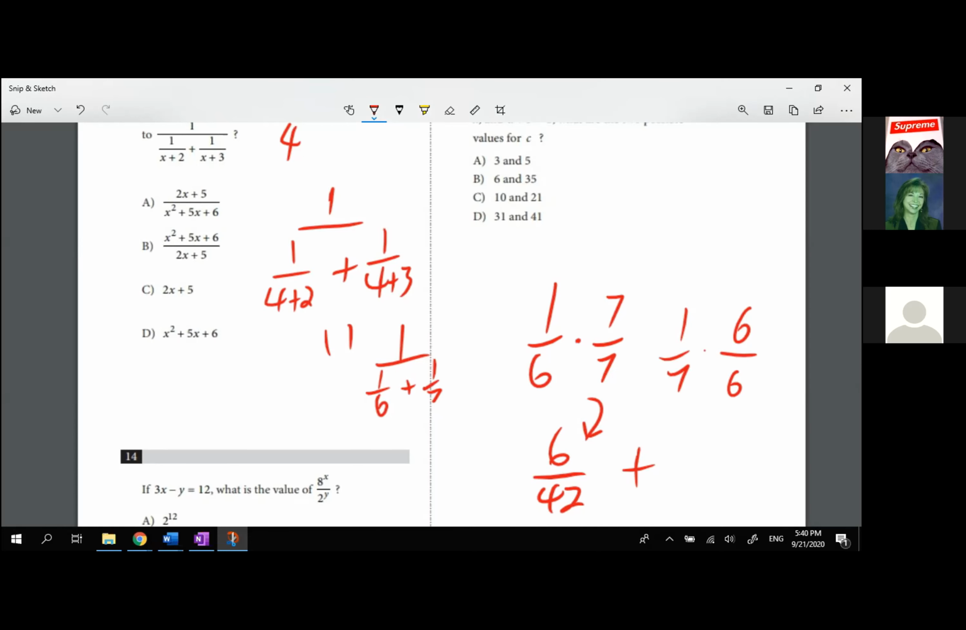I mean, if my eyes don't deceive me, I believe it's the exact same thing. So we can get 7 times 6 equals 42, so that'll be on the bottom. And then this will come out to be 6 over 42. But I don't believe that's correct.